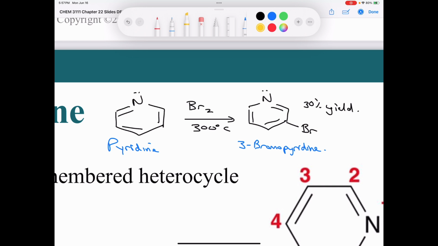We need 300 degrees Celsius in order to brominate our pyridine and make 3-bromopyridine. And the reaction only proceeds in a 30% yield.